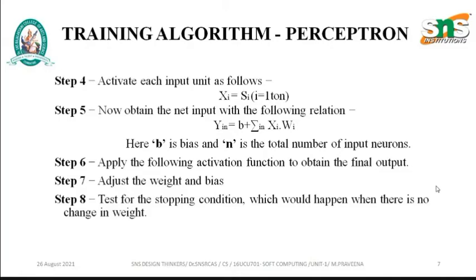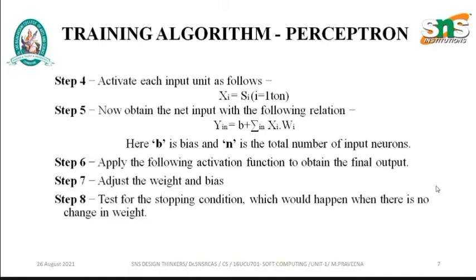We activate the input xi equal to si, where i is equal to 1 to n. In the next step we will obtain the net input with the following relation: y_in is equal to b plus the summation of xi wi, where b stands for bias, and xi wi is the input and the weight. So the net input will be given by adding the bias along with the summation.